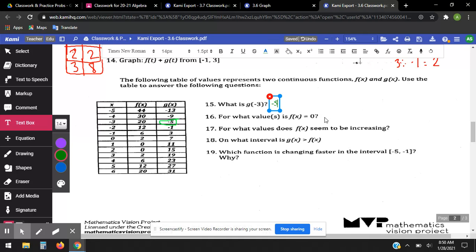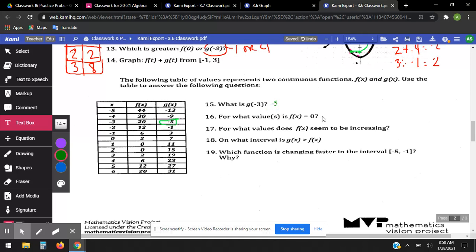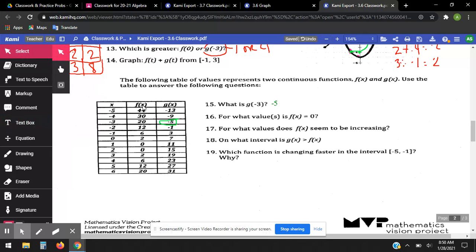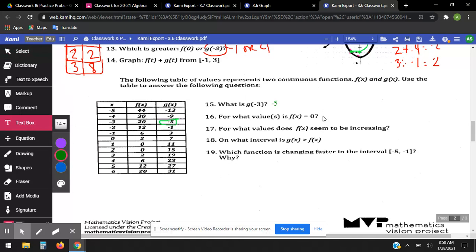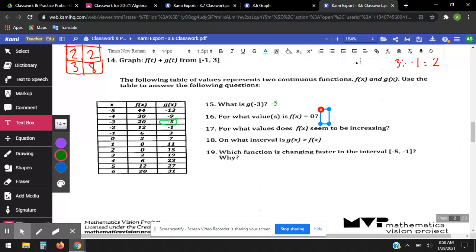For what values is f of x equal to 0? Well, I want my answer to be 0. If I come down here, notice that f of x equals 0 both at 1 and at 2. So I'm going to go ahead and put that over here.